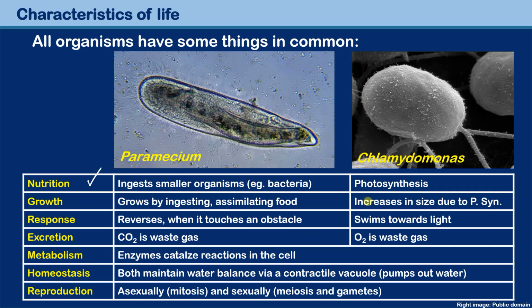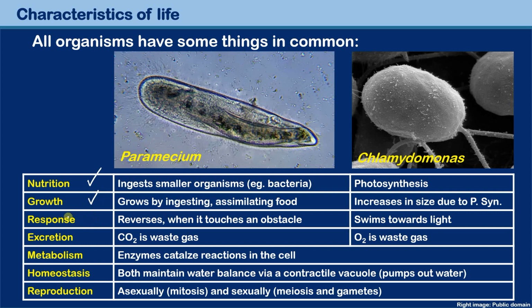Chlamydomonas also grows, but it increases its size due to photosynthesis. It makes new organic material by photosynthesis, not by feeding on other things, but by making its own food using carbon dioxide, water, and sunlight. And the food which is made this way is then used to make more cell material, and that's how it increases in size. So growth, very important. You can even see that single-celled organisms like these are able to grow.